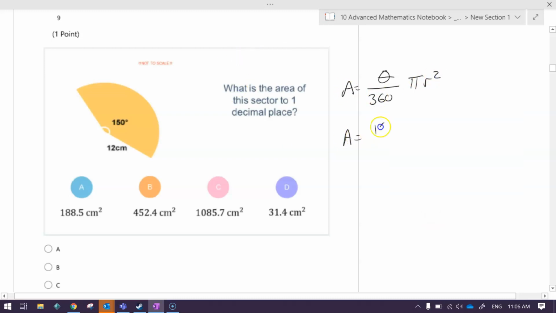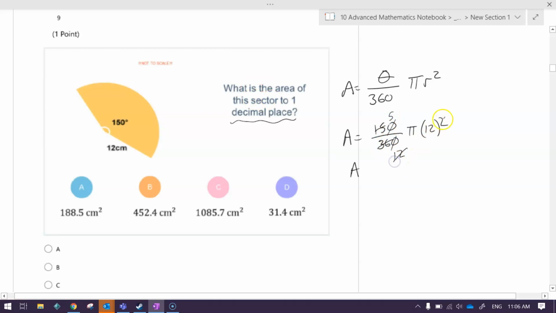In this case, I've got 150 over 360 pi, and the radius is 12 squared. Okay. Ooh. 15 over 36. You could use your calculator at this stage because it says one decimal place. I don't have one with me, so I'm going to do it without the calculator first just to check what we would have got. 15 over 36, 3 goes in each of those. So that's a 5 over 12.